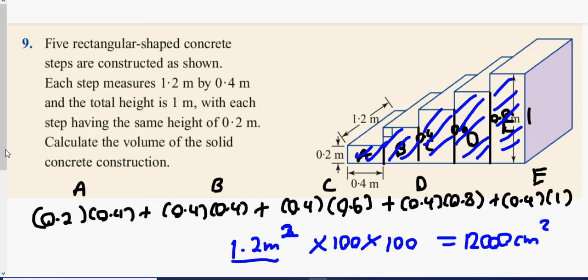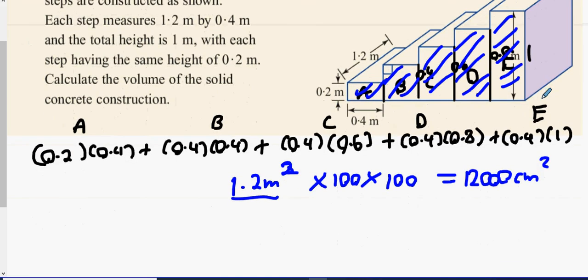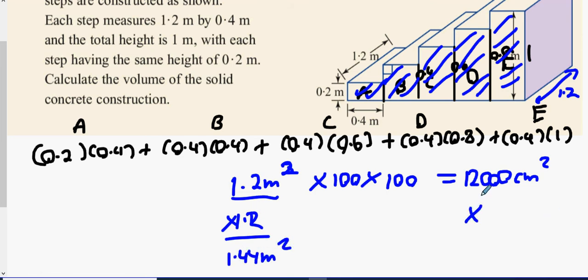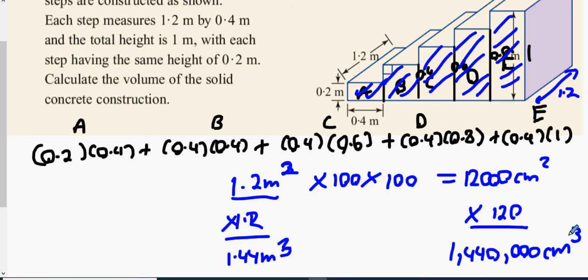Now to calculate the volume, what do I do? I need to multiply it by 1.2. So I would multiply 1.2 by 1.2, and I should get 1.44 meters cubed. Dylan would multiply 12,000 by another 120. And what did you get, Dylan? 1,440,000. Yep. So Dylan would have got that answer, and they're both correct. So take your choice.